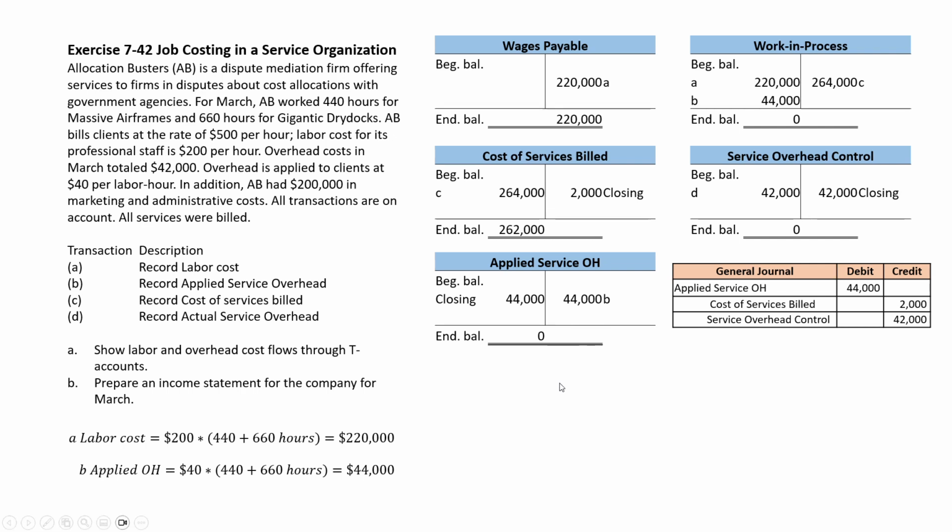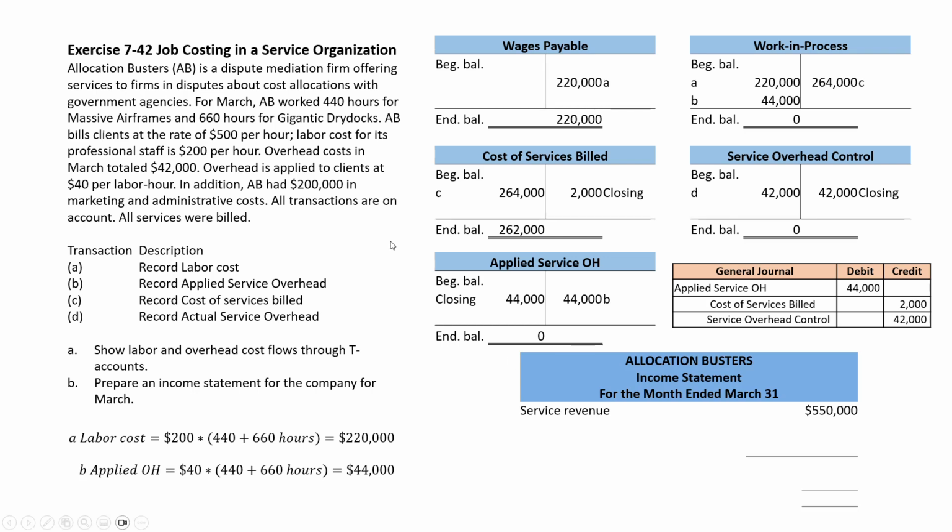The last thing I need to accomplish is an income statement. The starting point's always going to be revenue. Well, they tell us that we billed at a rate of $500 per hour, and we've already gone over the number of direct labor hours that were worked. That's 440 plus 660, that's 1,100. 1,100 hours times $500 is service revenue of 550,000. That's the only additional thing that we need to calculate as far as a line item here.